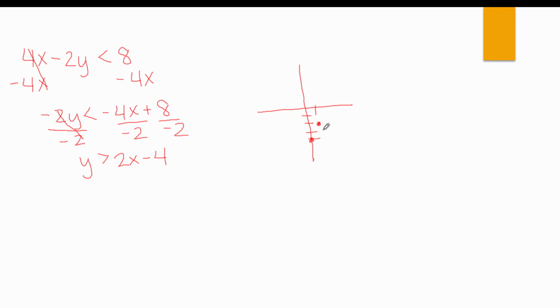Okay, now before you connect the points, keep in mind we're doing inequalities. This sign here tells us that this will be a dotted line. Okay, remember to put your arrows at the ends. Okay, next part is our shading.